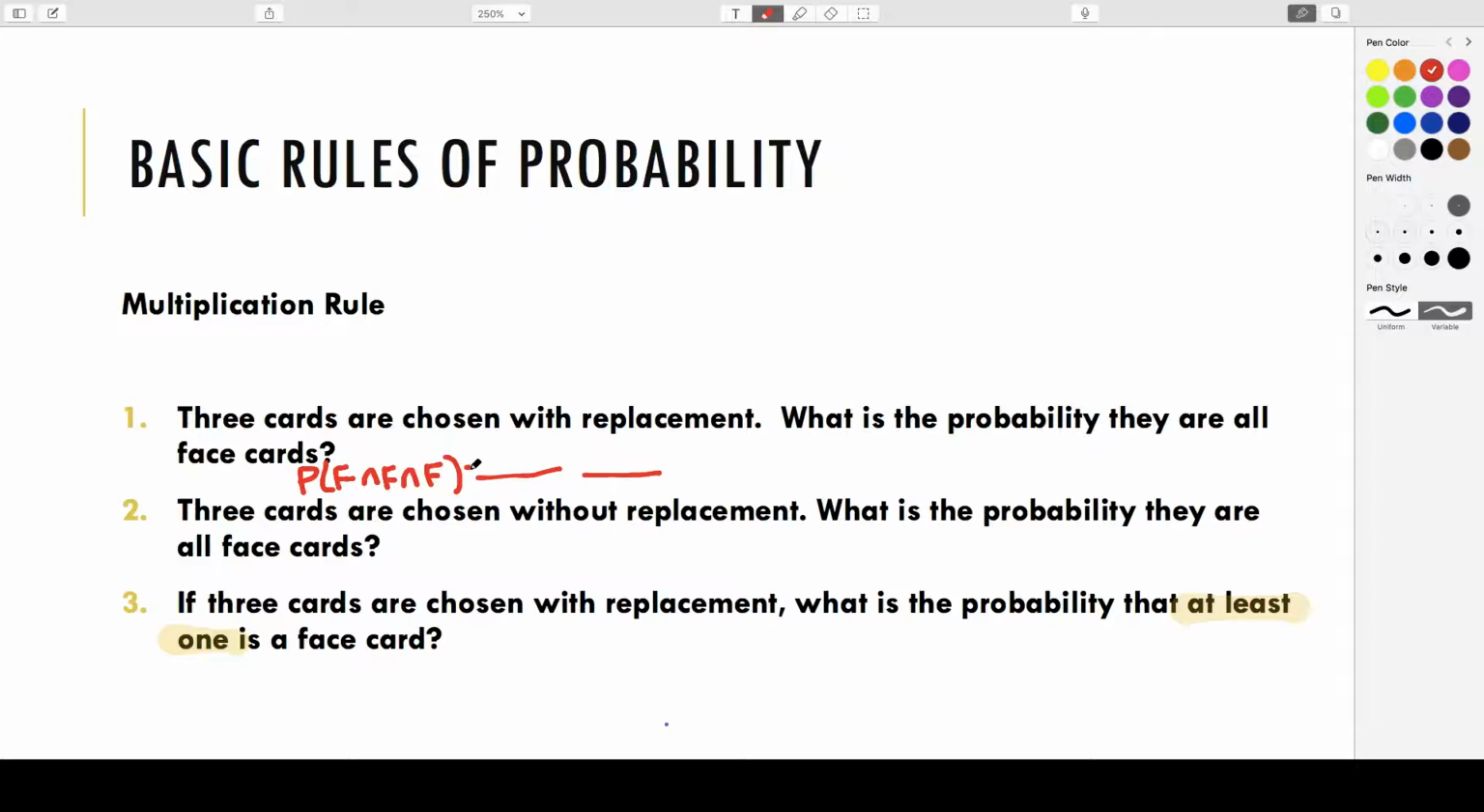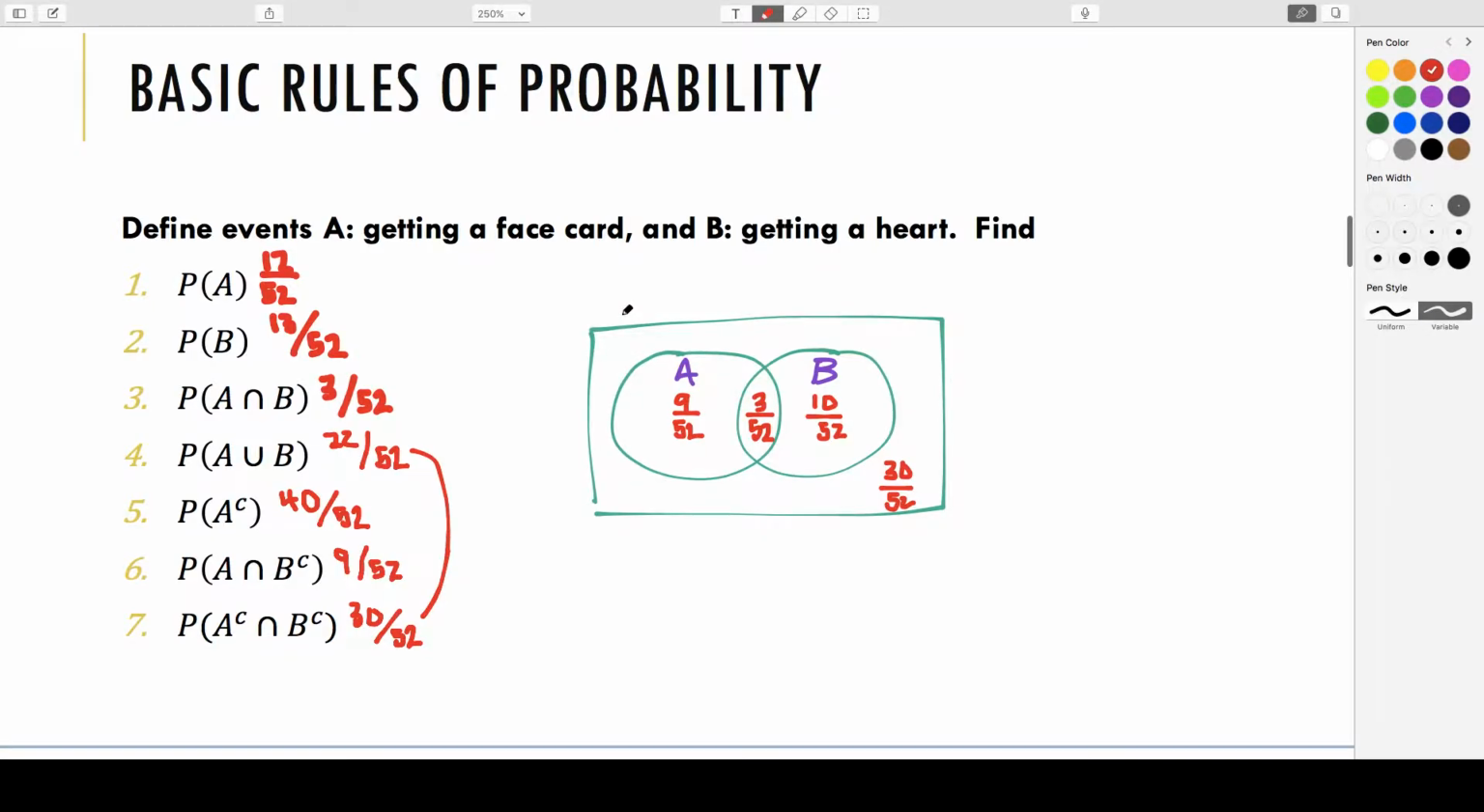Okay. See what I did there? Face card and face card and face card. Remember this? Is it coming back? Okay. So, I randomly choose a card. What's the probability that it is a face card? Do you remember? 12 out of 52.